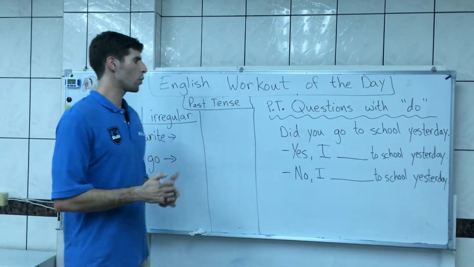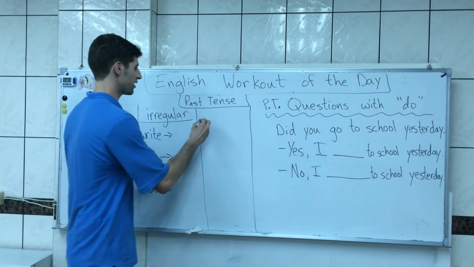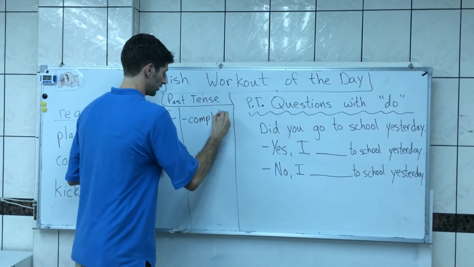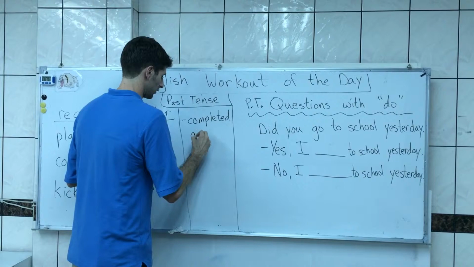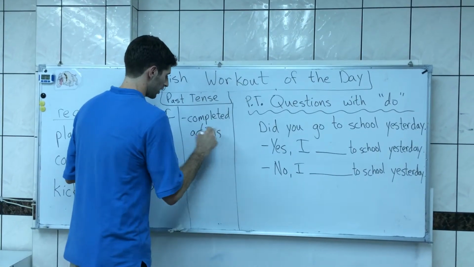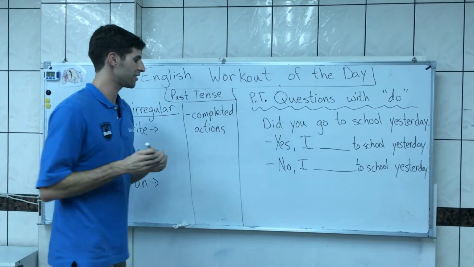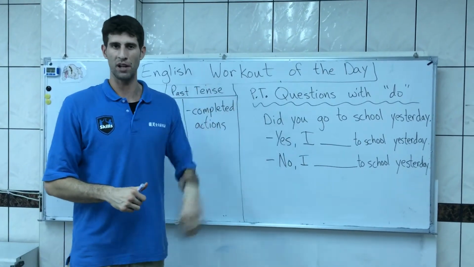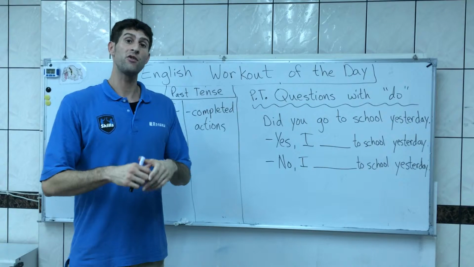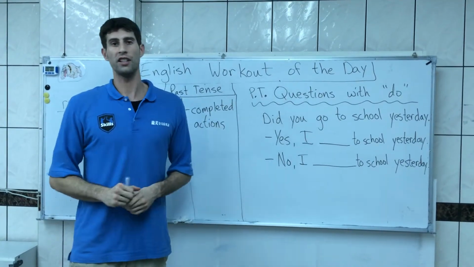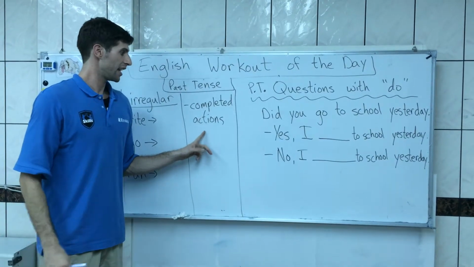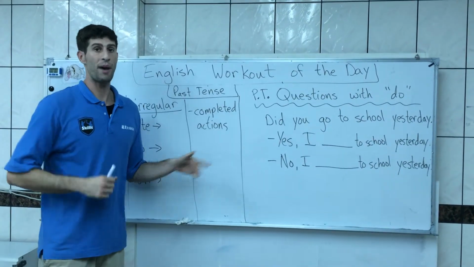Okay, first of all, when do we use the past tense? We're going to use it for completed actions. Completed actions in the past. Things you did already, things you did yesterday, things you did last year, last month, last week. Even things you did earlier today, also going to use the past tense, okay? And that's pretty much the only time we use the past tense, for completed actions in the past.